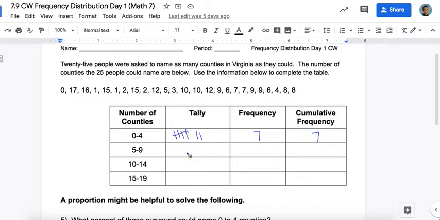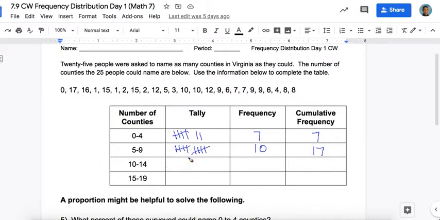The 5 through 9, you should have had 10 tally marks, giving you a frequency of 10. And now your cumulative frequency is this frequency plus this frequency, making it 17 from 0 to 4 and 5 to 9. It'd be a total of 17.